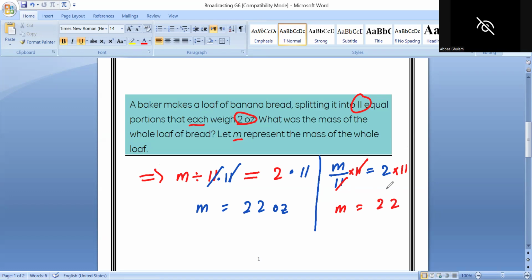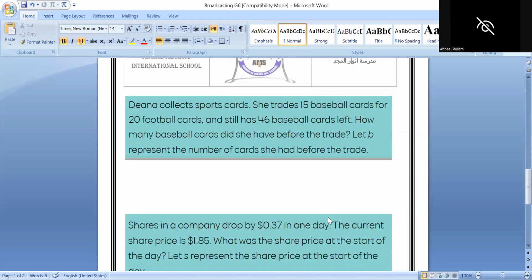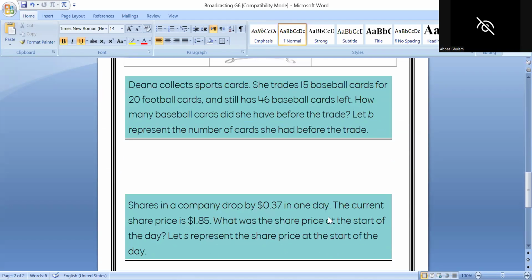Let's see another example. What is another question about word problems, to write the equation and to solve the equation, which are related with maybe plus, multiply, divide or minus. In number 3, Diana collects sports cards. She trades 15 baseball cards for 20 football cards, and still 46 baseball cards are left with her. So after that, what is there?